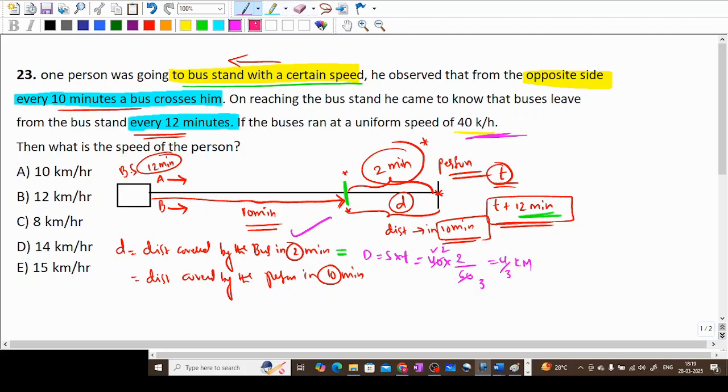Now actually what is the requirement in our case? The requirement is the person's speed. Speed is equal to distance by time. So what is the distance covered by the person actually?